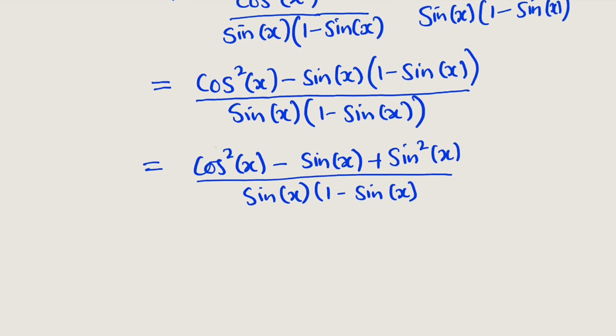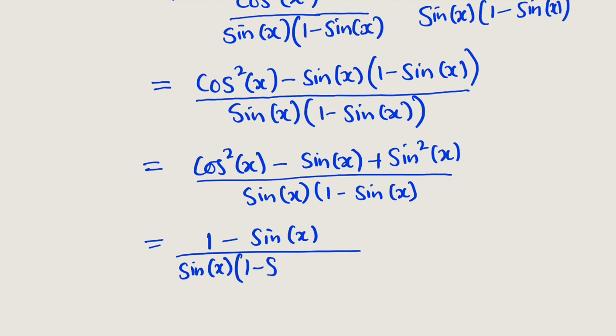All right, you can see we have cos squared x here, we have sine squared x here. If you add them together, you shall obtain 1. This is an identity. This is equal to 1 minus sine x. To the bottom, we have sine x multiplied by 1 minus sine x.